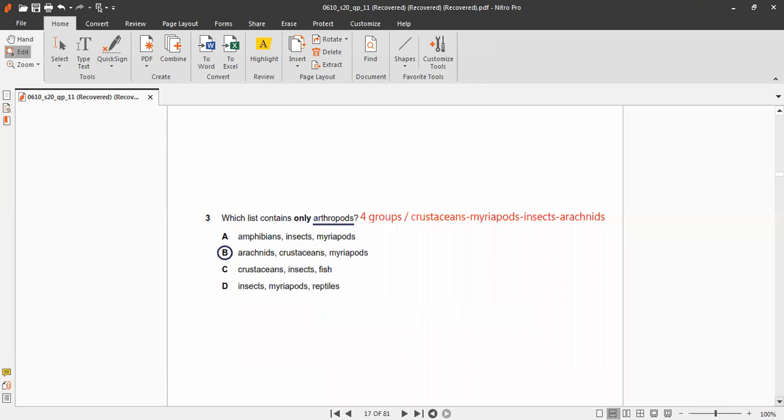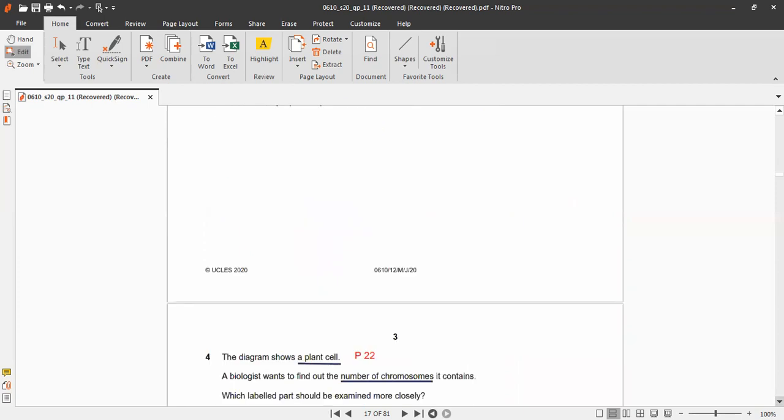Paper 1, second variant, variant 2, which list contains only arthropods? Yes, arthropods contain 4 groups: crustaceans, myriapods, insects, and arachnids. So the correct answer is B.